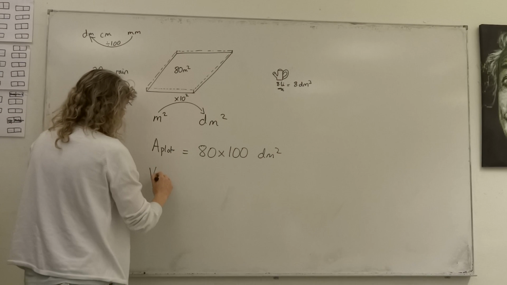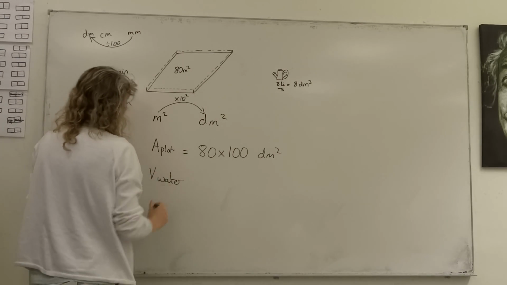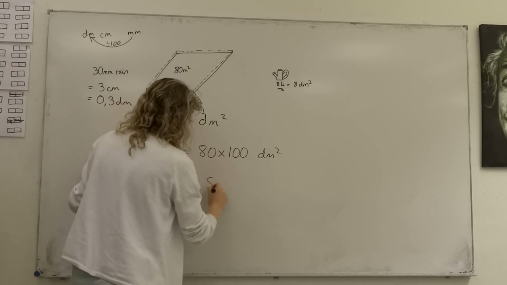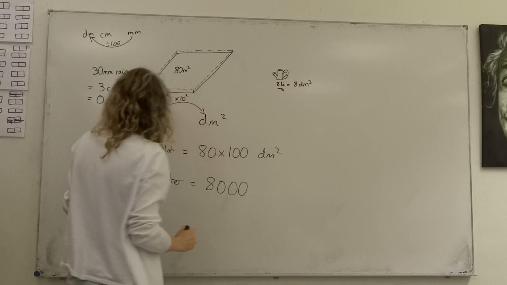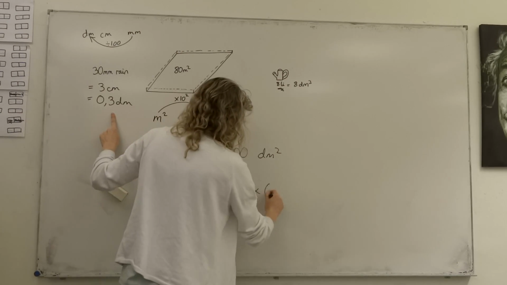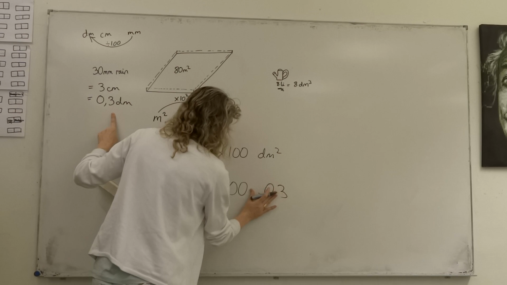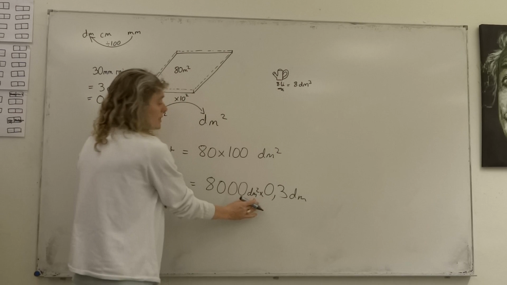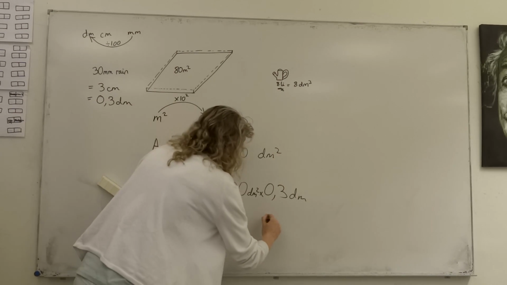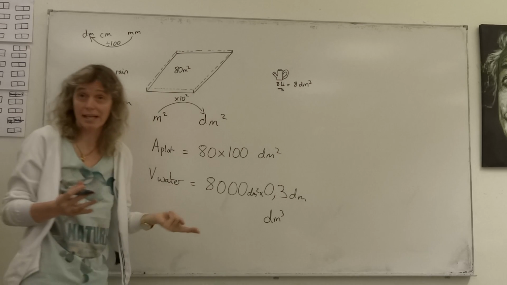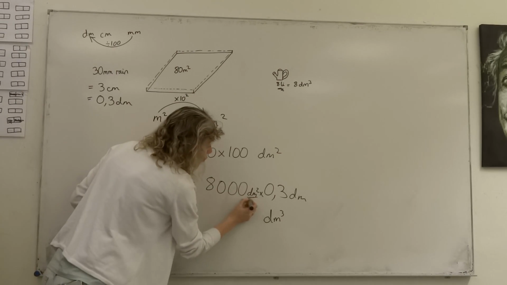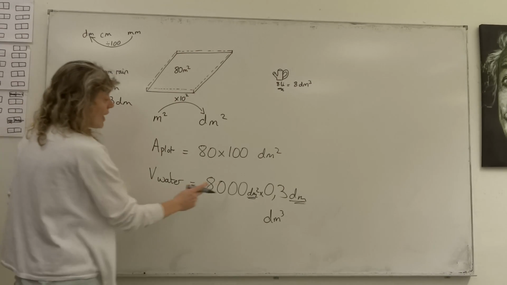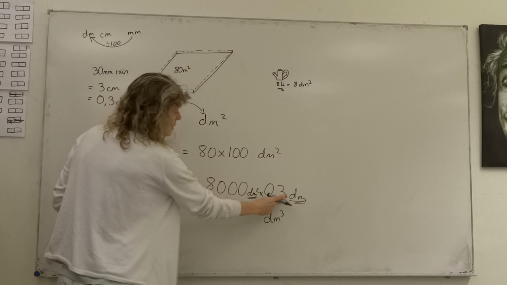So the volume of water that we would collect if it rained 0.3 of a decimetre would be 8,000 multiplied by 0.3. Here we have decimetres squared, and here we have decimetres. Decimetre squared times decimetre will give us the units of decimetre cubed. That's what we want. So this little check of always putting your units in, make sure you haven't made a silly mistake. Then let's work out 8,000 times 0.3.